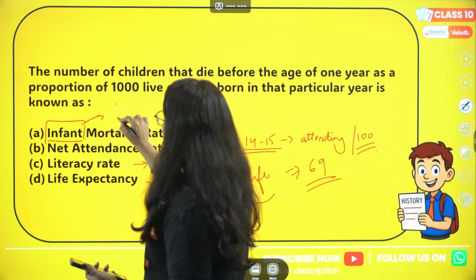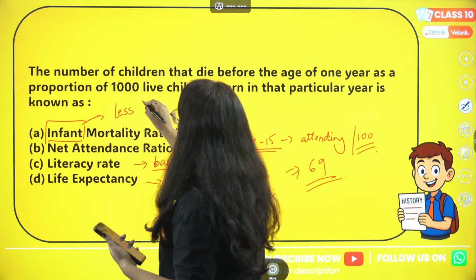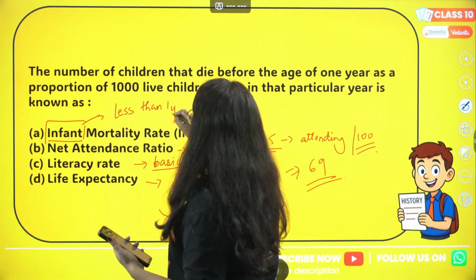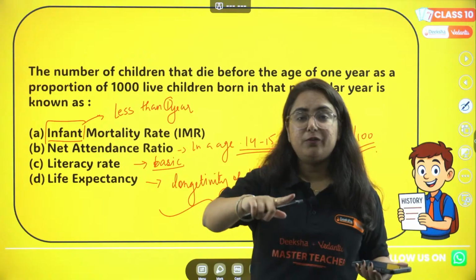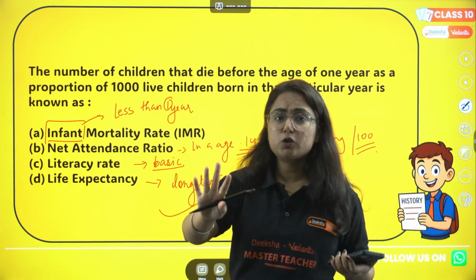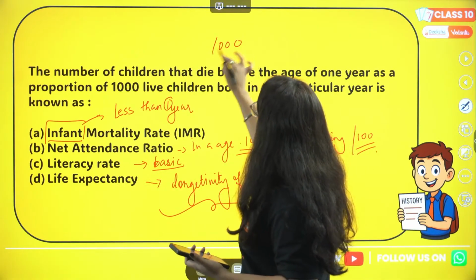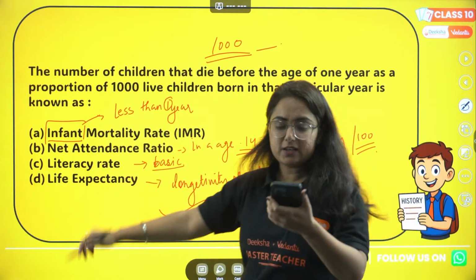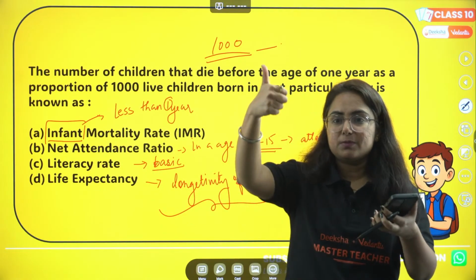Infant mortality, yes, my dear students, you have given it as correct. Rohit just told me less than 1 year. Pay attention, very important. Whom do you consider an infant? A child who is less than 1 year old and the child dies. The proportion over 1000 children is known as infant mortality rate. Clear? Give me a thumbs up. Is it clear?